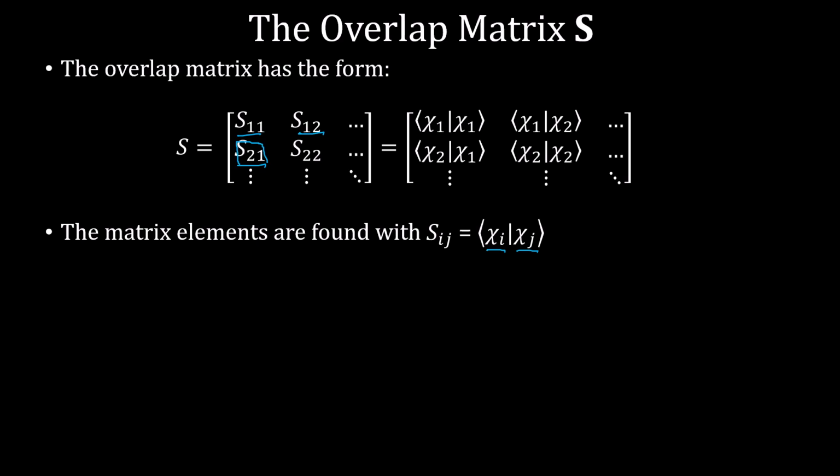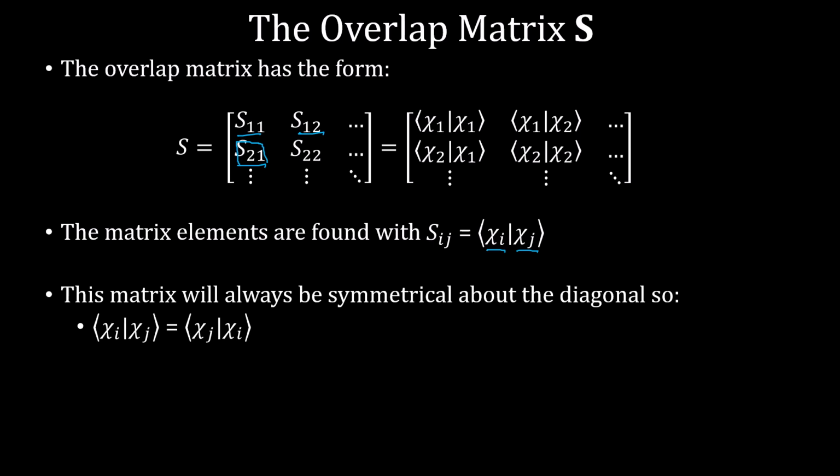Again, comparing this to the operator matrix, you'll notice that this is essentially the same, but without the operator in the middle. And the matrix will always be symmetrical about the long diagonal, so the integral of chi i chi j is going to be equal to the integral of chi j chi i. So if I draw the long diagonal in this matrix, we'll find that, for example, the integral of chi2 chi1 will be equal to the integral of chi1 chi2.